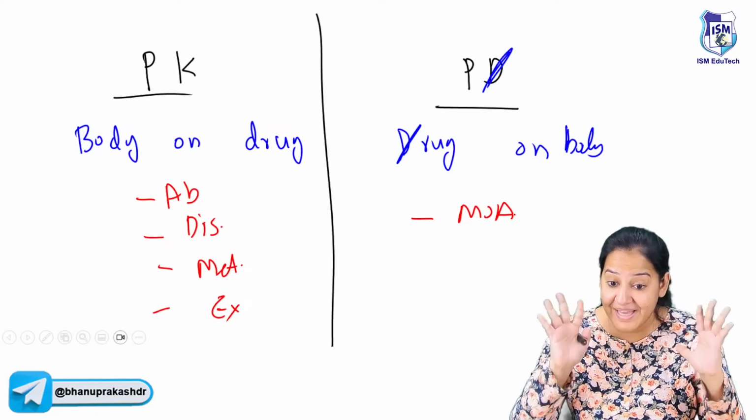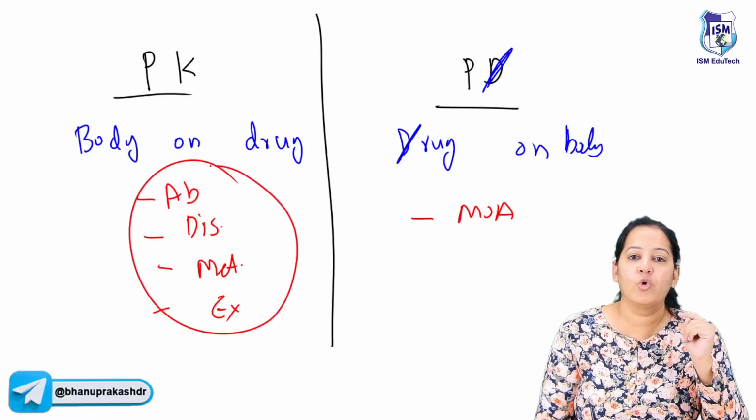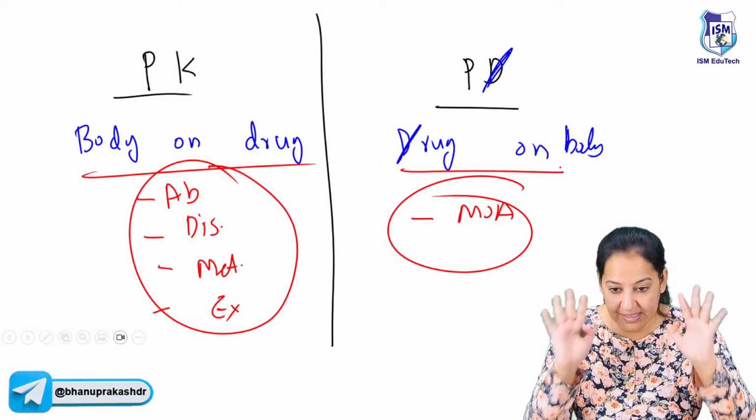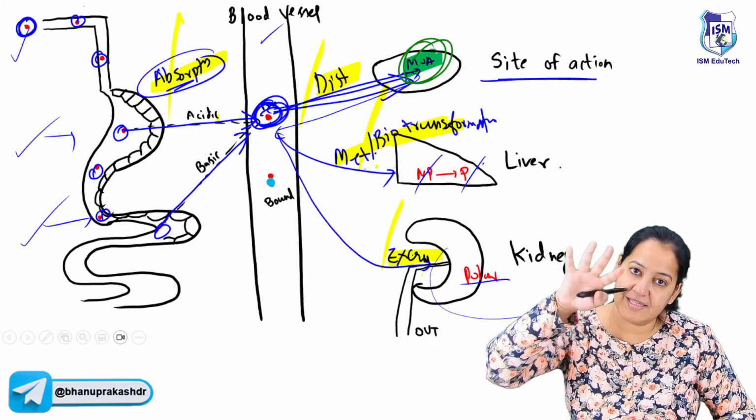So please learn the basics. What is pharmacokinetics? What is pharmacodynamics? Pharmacokinetics include what? Pharmacodynamics include what? Learn their definition. So this is the basic. Now I will explain everything about pharmacokinetics and dynamics in this master diagram.